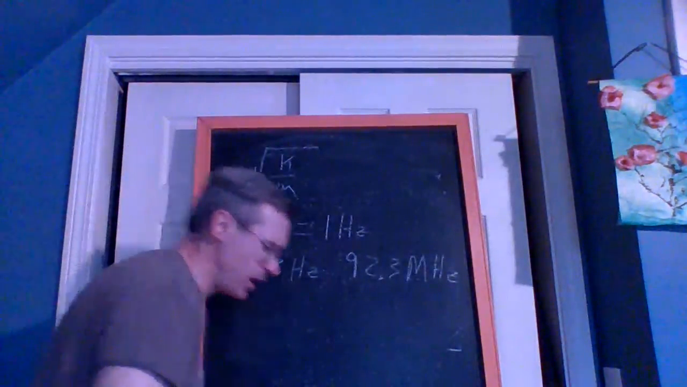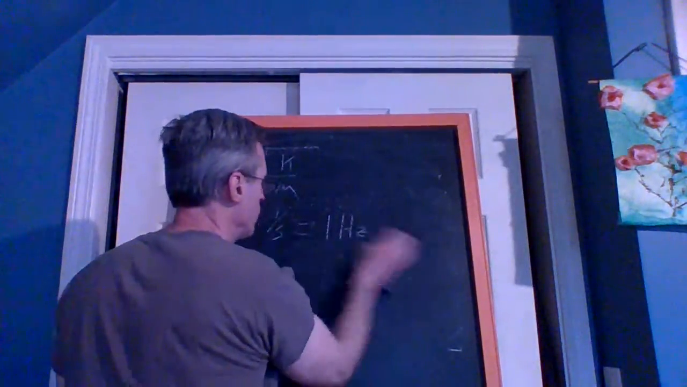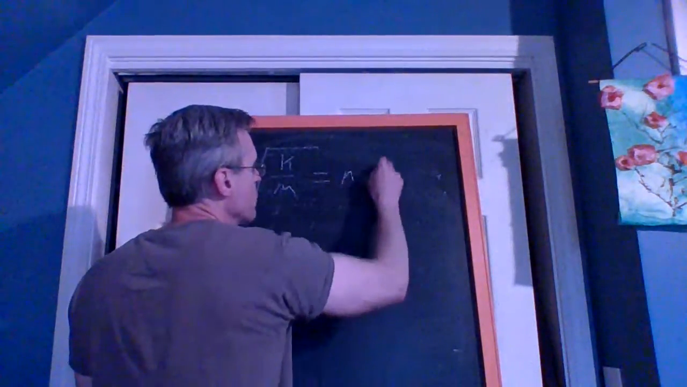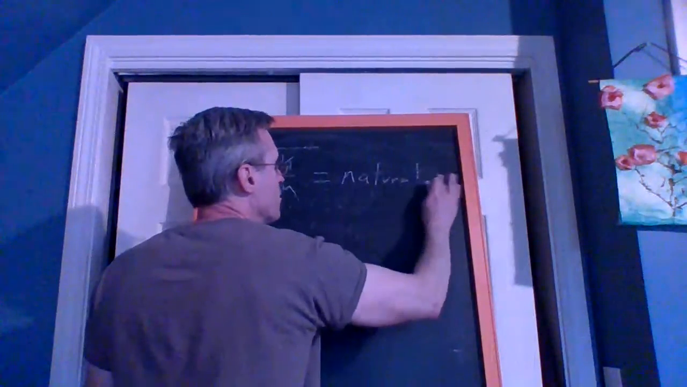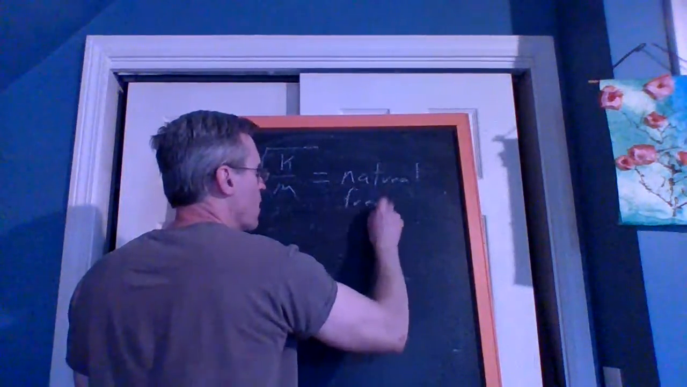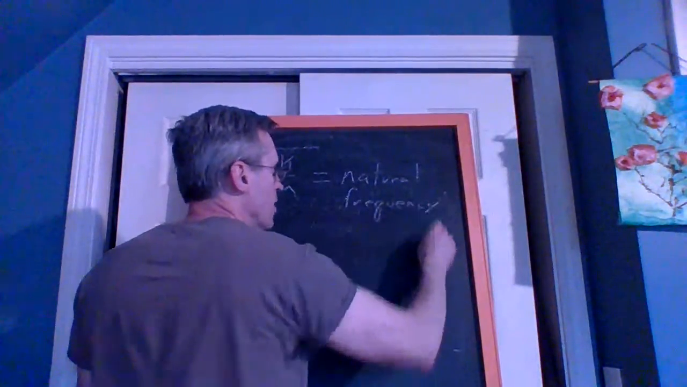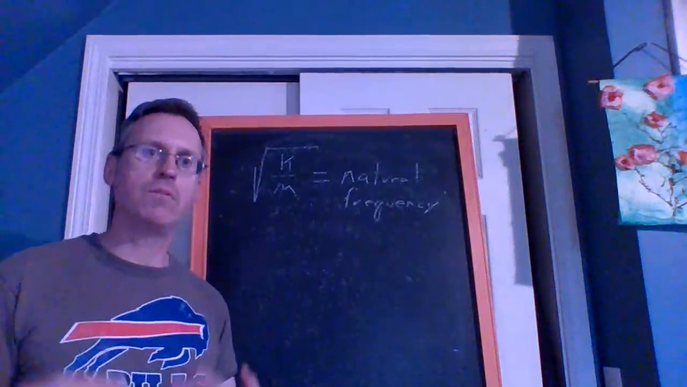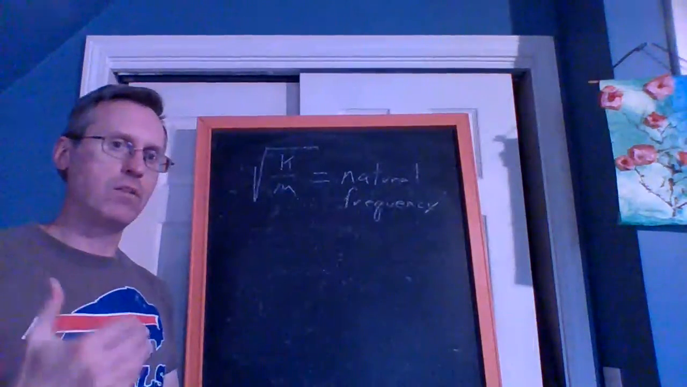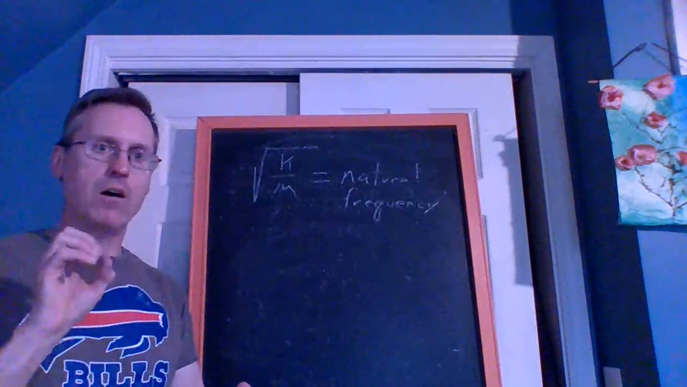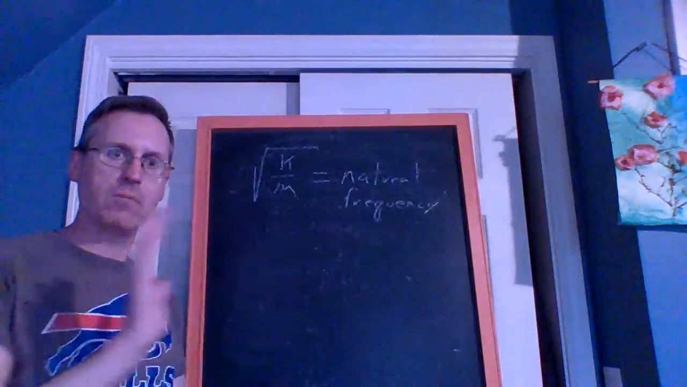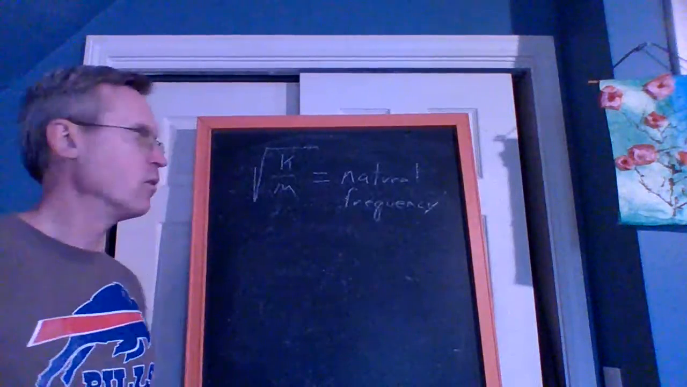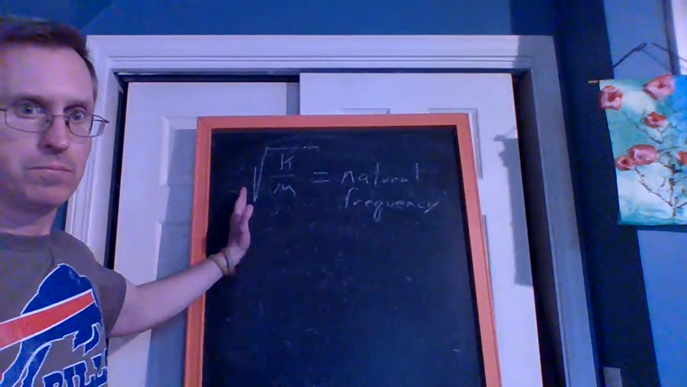So that being the case, how do we interpret this? What's the big deal? This term right here is what's known as the natural frequency of the oscillator. It's the frequency that it will vibrate at if you disturb it and let it go. Notice it doesn't depend on amplitude at all.